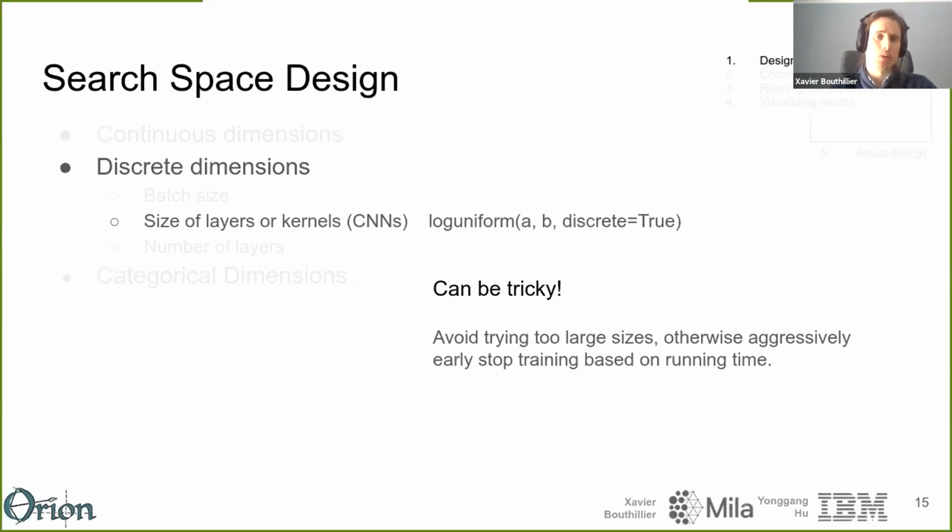So in this case, it's good to do early stopping, not in terms of the number of epochs, but instead in terms of wall clock time, to make sure that some of the trials are not taking too much time to train. And also it can be tricky in terms of memory, because if you're not careful enough, some of the hyperparameter values for the size of the layer would just blow up the memory of the GPU.